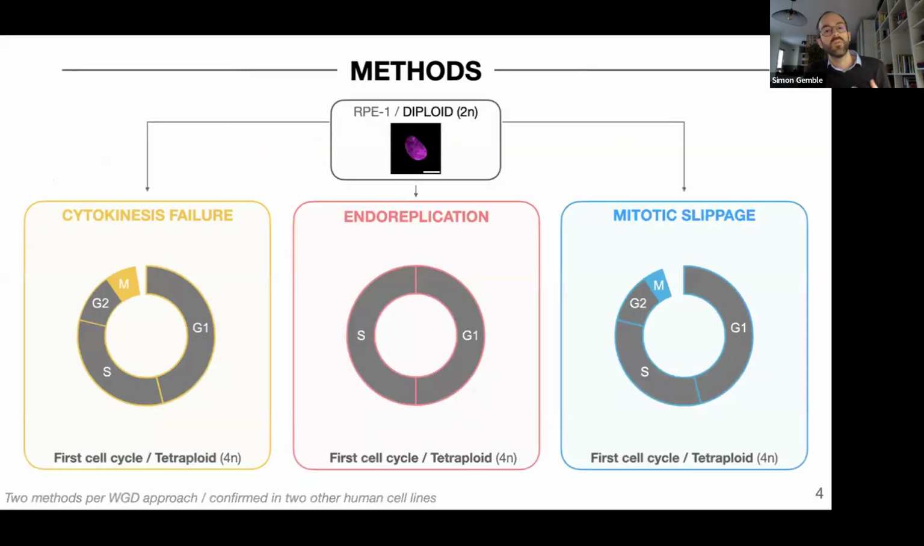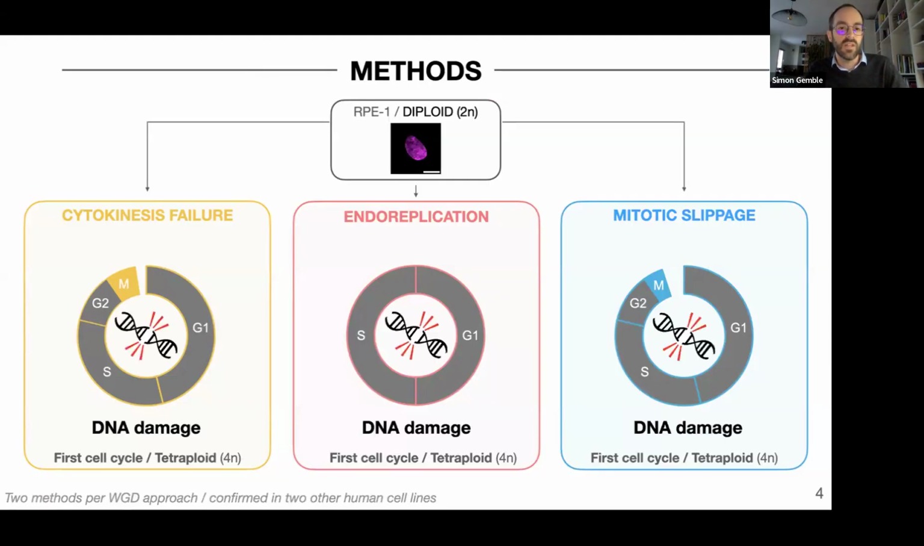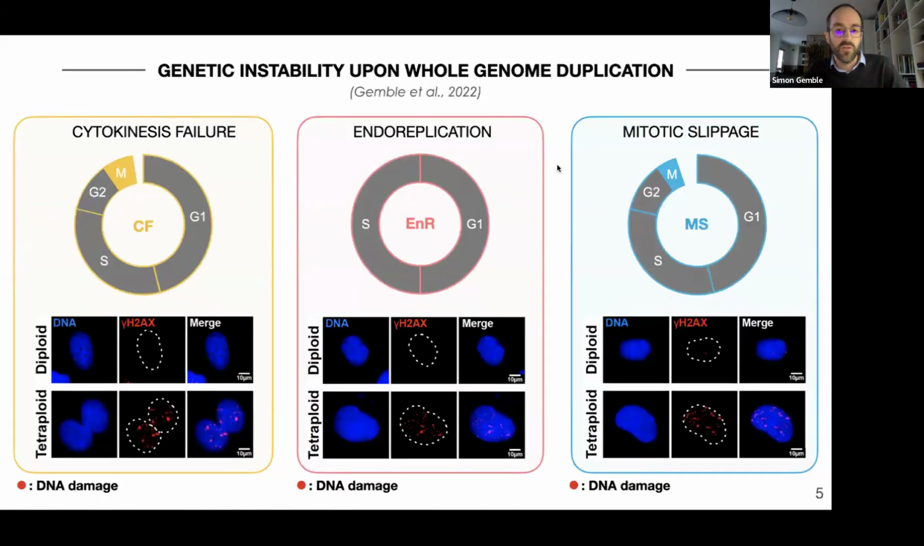And so to address this question, what we did is to use human diploid cell lines in which we developed genetic and chemical approaches in order to induce cytokinesis failure, endoreplication, or mitotic slippage. And as a readout of genetic instability, among others, we analyzed DNA damage in the first cell cycle following whole genome duplication. And to do so, we used gamma H2AX here in red, which is a well-known DNA damage marker. And as you can appreciate on these images over here, we observe that whatever the way to induce whole genome duplication, it was always associated with high levels of DNA damage.